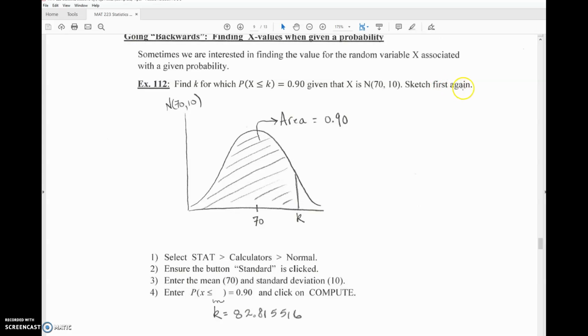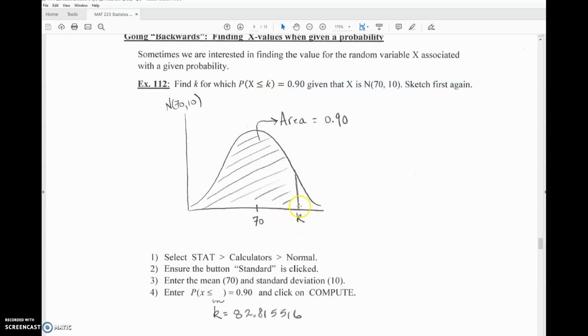So I'm going to do the sketch first again, and I'm going to quickly sketch a normal distribution with a mean of 70 and a standard deviation of 10. So I give myself a bell curve. I know the middle is 70. Now, I'm not going to always clutter my picture up with 3 tick marks to the left and 3 tick marks to the right. I know that the area I want is 0.9, 90% of this area, which is 1, right? And it's to the left of some value of k.